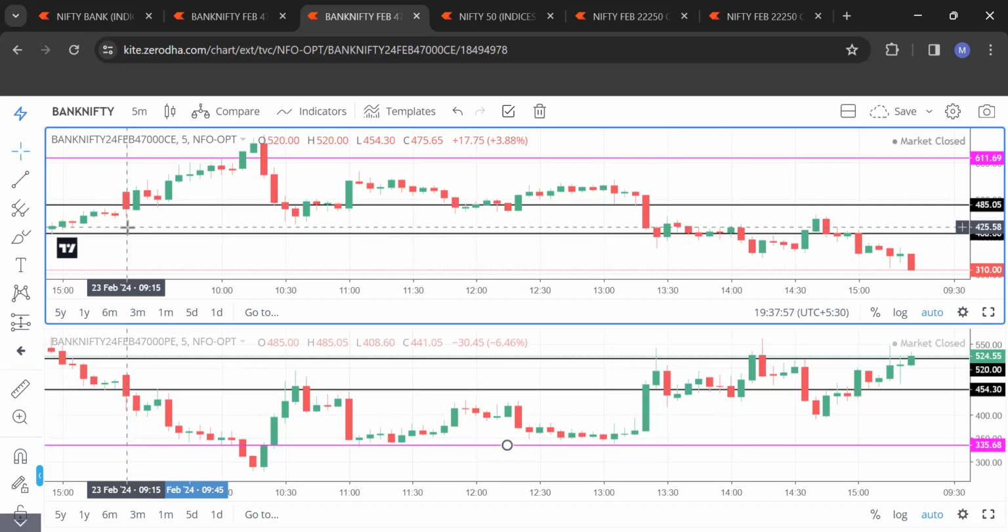The cube root of 464.3 is 7.74. Now the square of 7.74: 7.74 multiplied by 7.74 is 59.9. Now I will add and subtract this from 464.30. So 464.30 plus 59.9 is 524.20. The first level is 524.20.